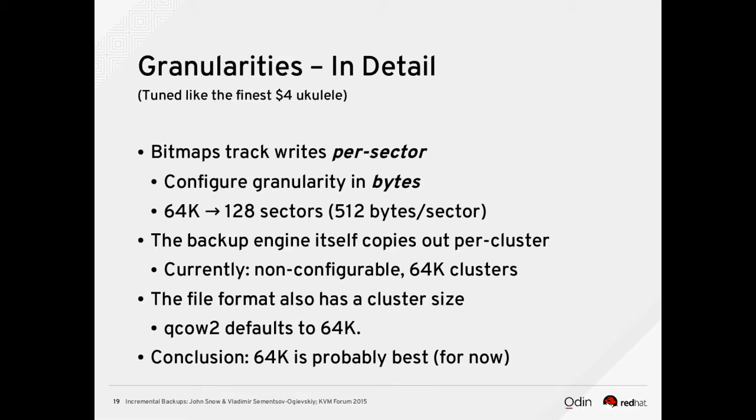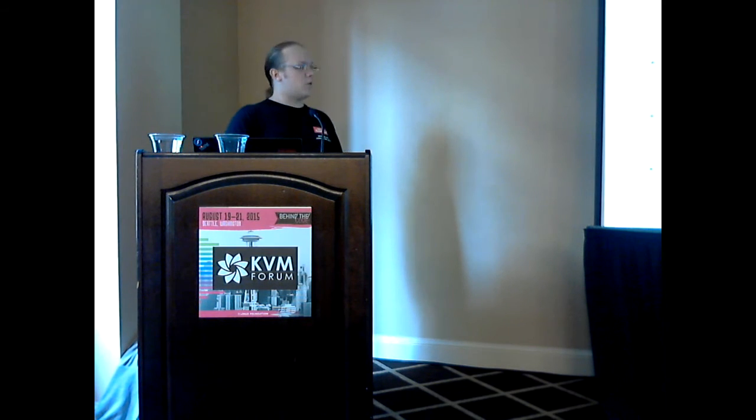So the bitmaps track writes per sector, but you specify the granularity in bytes. So if you specify a granularity of about 64K, you'll get a granularity of about 128 sectors. So any write to any 1 byte on your disk is going to cause you to have a backup immediately of 128 sectors there. But the backup engine itself is also copying out per cluster, and its notion of a cluster is also 64K. But then you also have to remember that the file format itself has a cluster size. So depending on the tuning for these 3 levels, you may find yourself wasting more space than you expected. For instance, right now, because we're copying out in 64K increments, if you set it to any lower than that, you're not going to see any space saved regardless, so you have to be aware of the tuning.